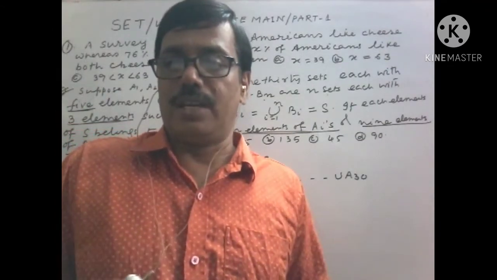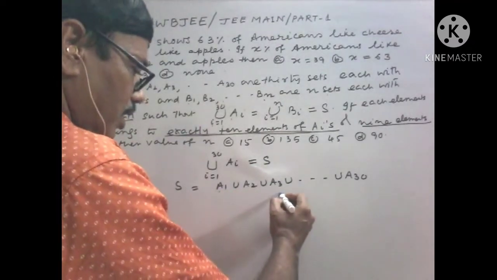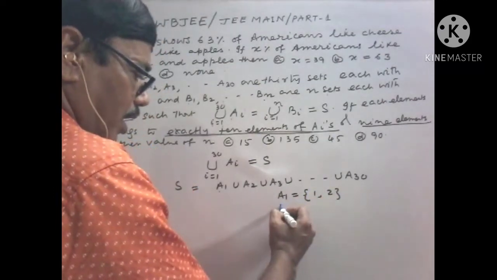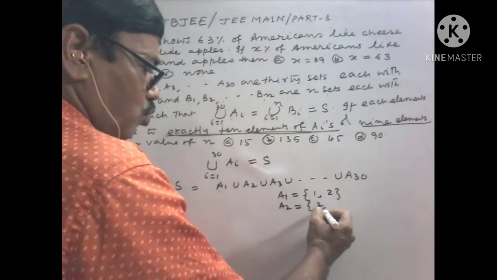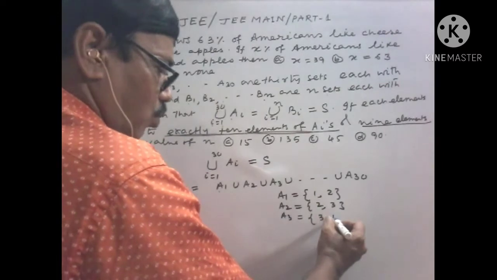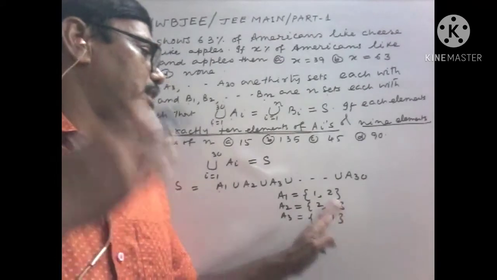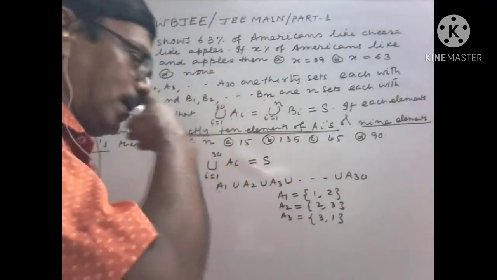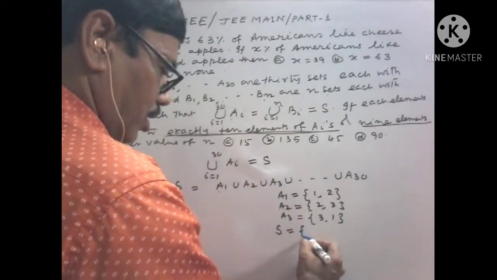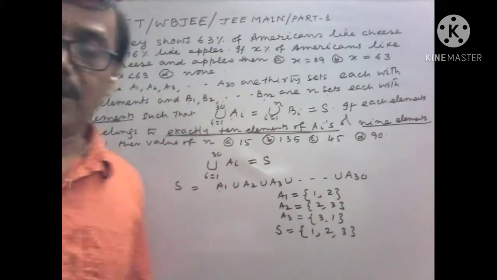So what is the meaning? Let us consider an example. Suppose A1 equals {1, 2}, A2 equals {2, 3}, A3 equals {3, 1}. So we are taking only 3 sets here, whereas the original has 30. So what is S? S is A1 union A2 union A3, so S is {1, 2, 3}.